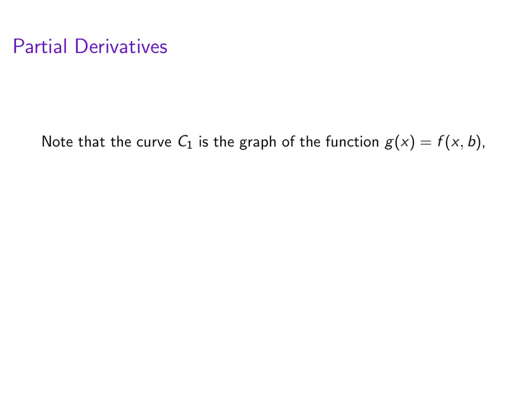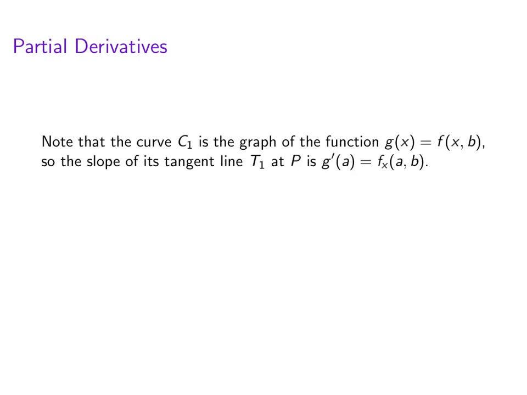So C1 is the graph of the function g of x equals f of x, b. That means the slope of its tangent line, T1, at the point P, is just g prime of a, which is the partial derivative with respect to x evaluated at a, b.